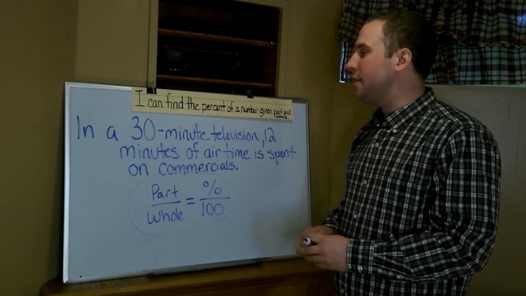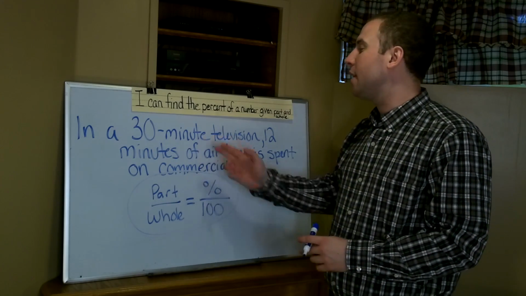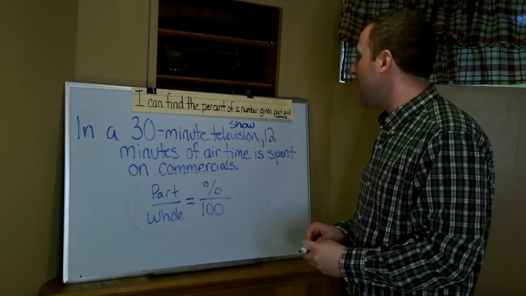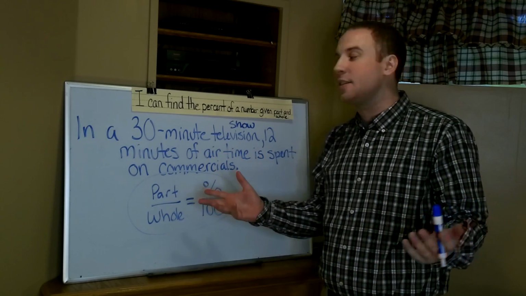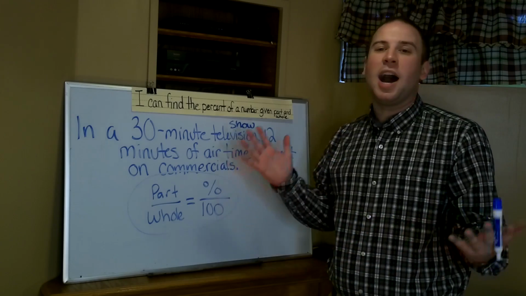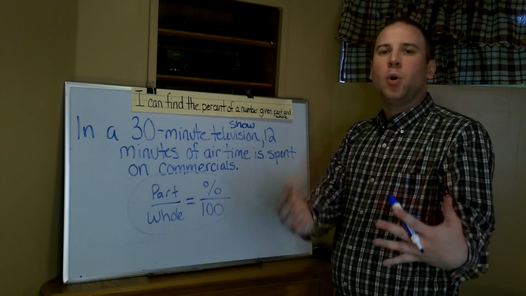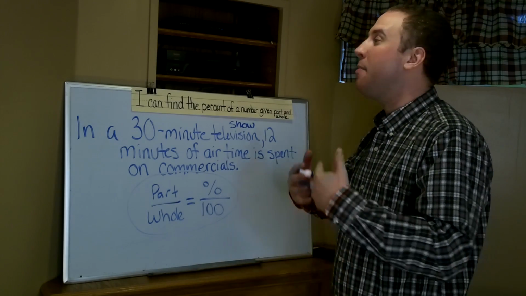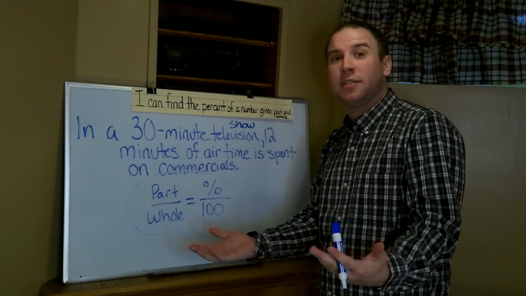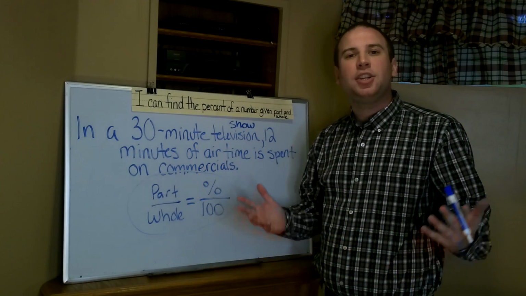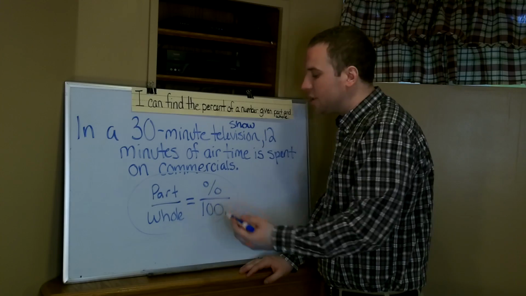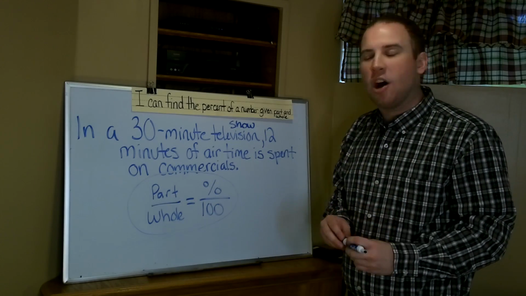So, in a 30-minute television show, 12 minutes of airtime is spent on commercials. Another way to look at this is, let's say in a 30-minute YouTube video, 12 minutes of airtime is spent on commercials. We know that YouTube is becoming more and more about advertising, and many times when we want to click on a video, we have ads that take about a minute and a half or 2 minutes of our time. So let's find the percentage of how much time that really is. Using part over whole equals percent over 100, let's solve that, shall we?